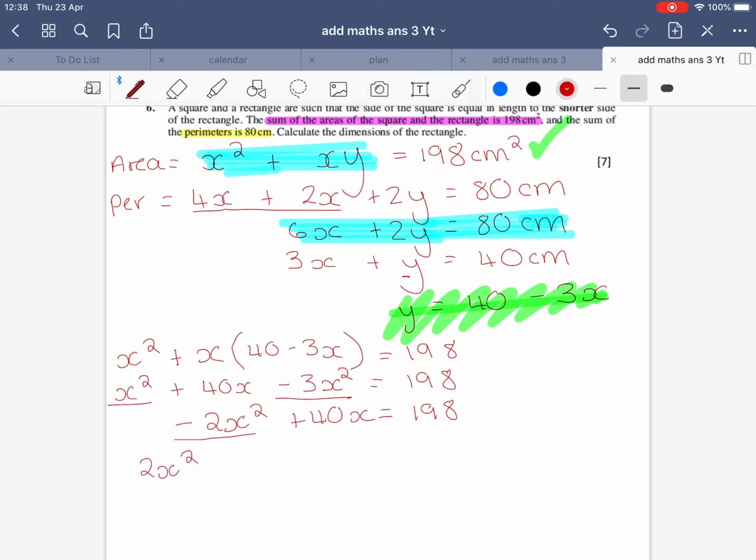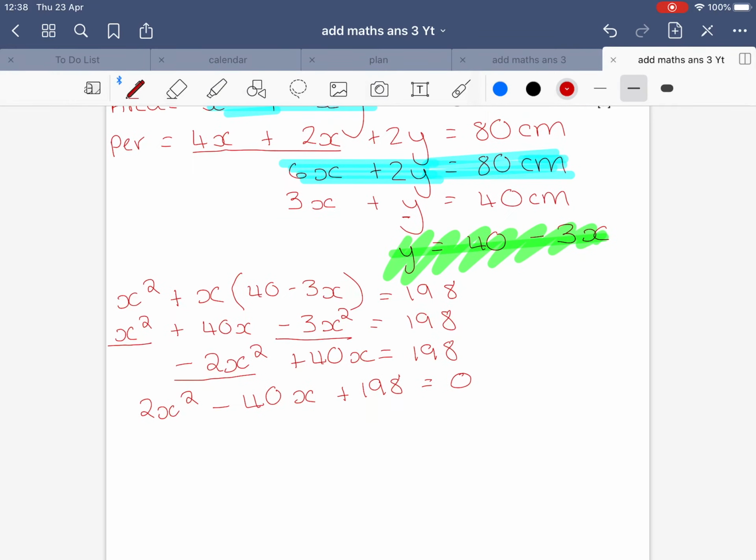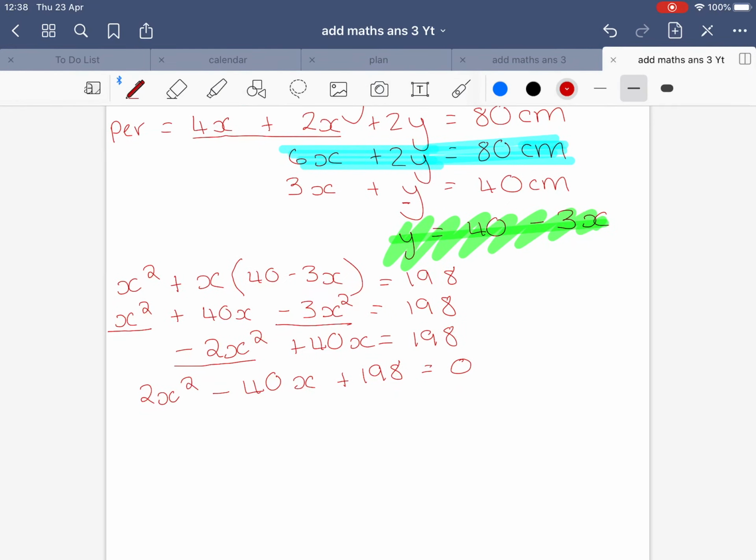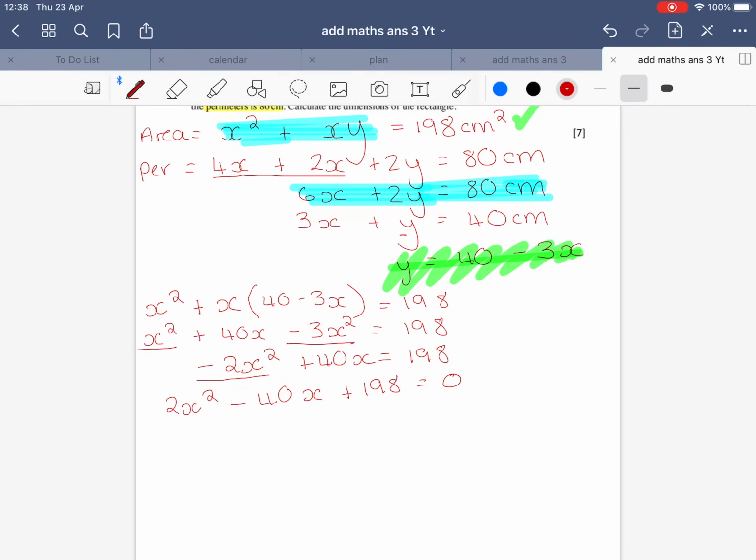So I would be left with 2x squared. I would take away my 40x because it's joining this positive 198. This now equals 0. So again, just to make my life a little bit easier, I am going to divide them all by 2. I'm just going to halve all my numbers because then I can straight away put it into double brackets. So if I halve them all, 2 halved is 1, 40 halved is 20, and half of 198 is 99. So now you need to put it into double brackets.